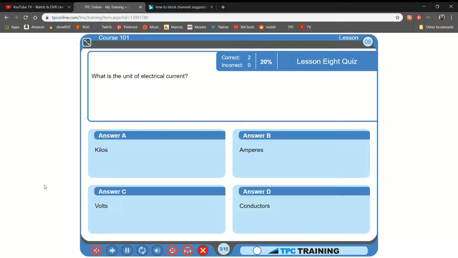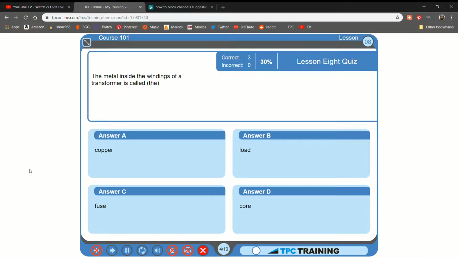What is the unit of electrical current? A. Kilos. B. Amperes. C. Volts. D. Conductors. That is correct.